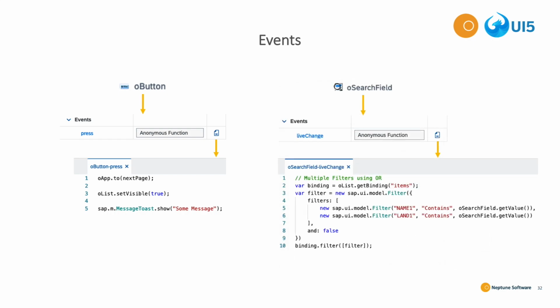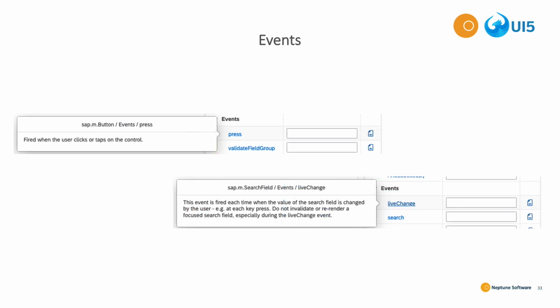So here we have a button which navigates to a new page and sets a list to be visible and shows a message. And then on the right, we have a search field, which has a live change event, which means every time a change is made in the search field, it will run the code. And in this case, we've used a code snippet for filtering a list. There are helpers built in to the properties, so you can click on them and find more information around each event.